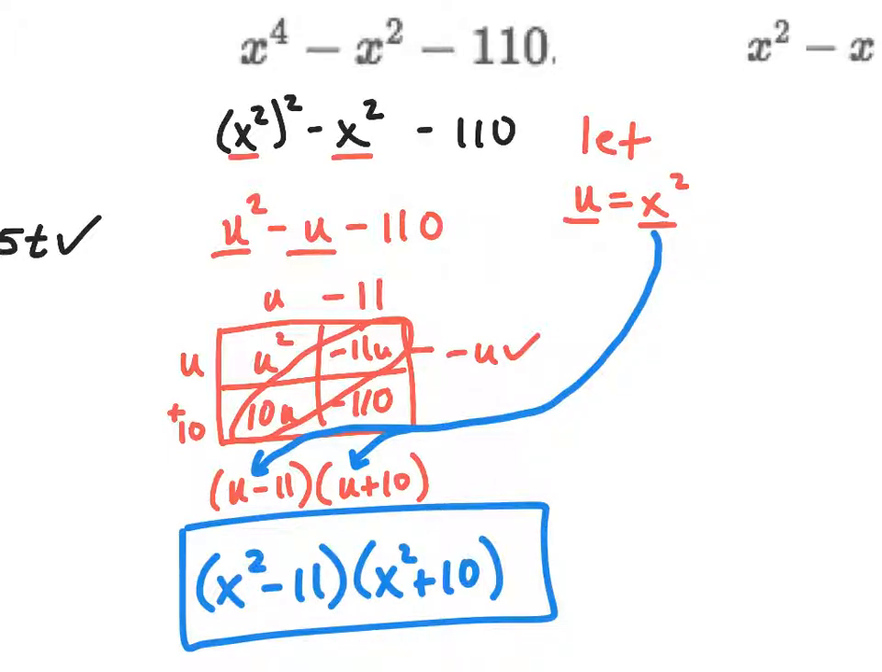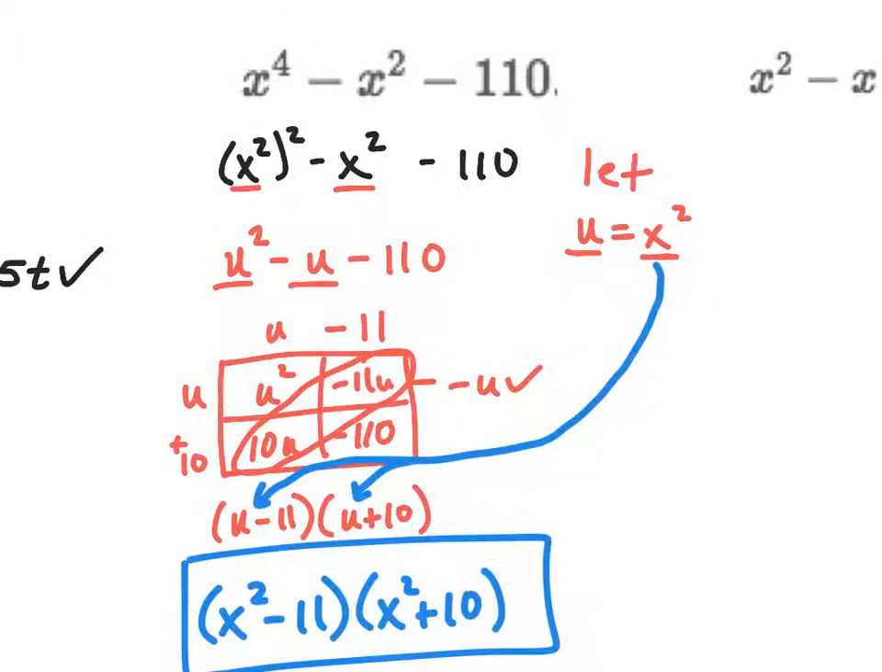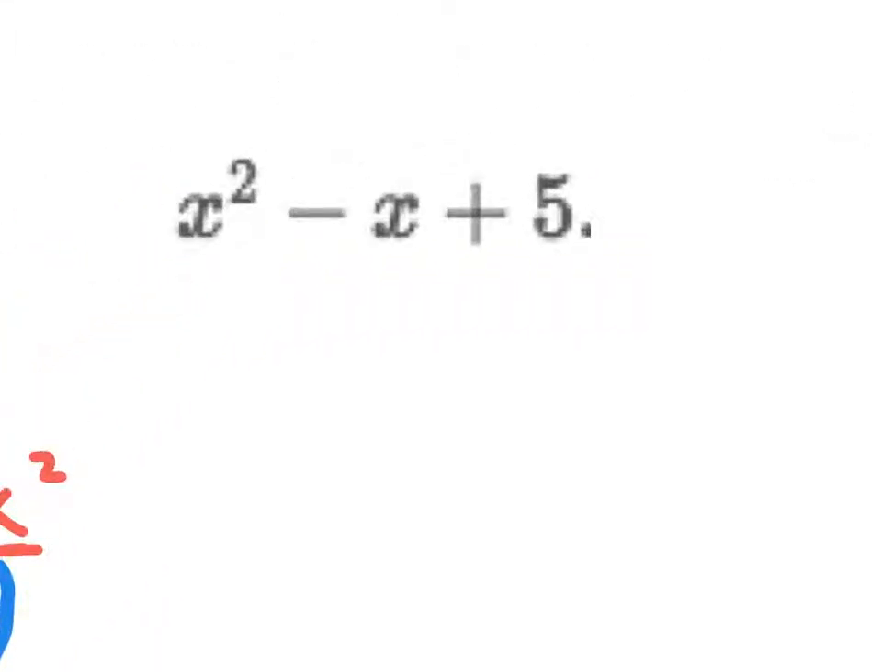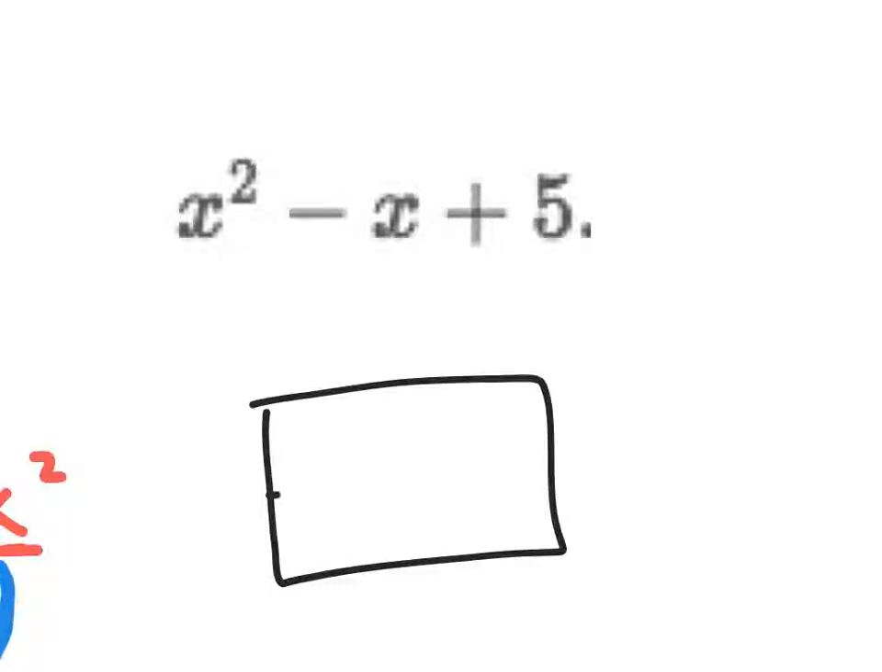Okay, so it doesn't really matter, but that's one way of doing it. All right. Okay, let's take a look at this one. Now, sometimes these problems might not factor, and it doesn't matter what you would do to get them to factor. So my first term, x squared, goes in this box. My last term, 5, goes in this box.